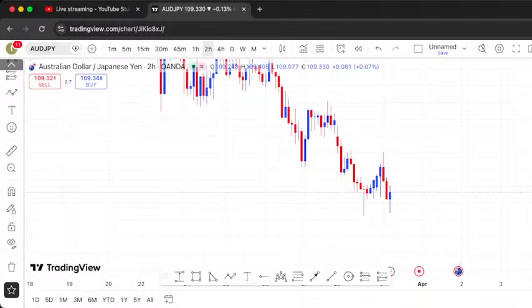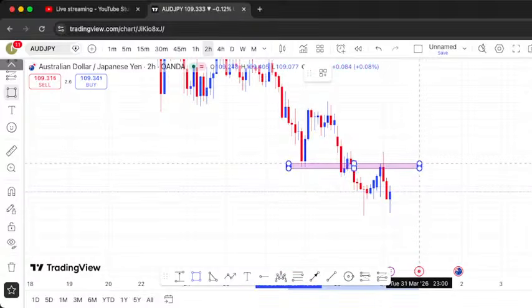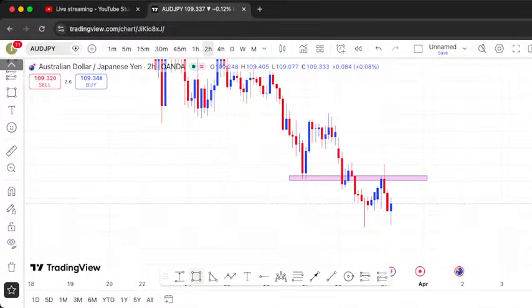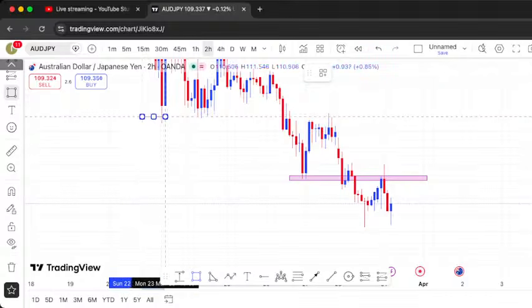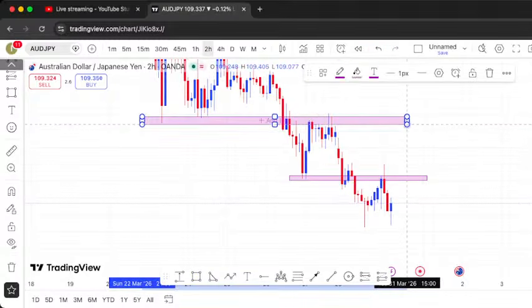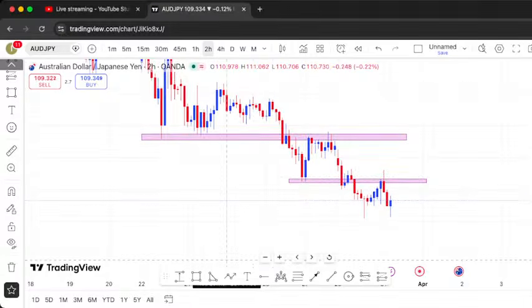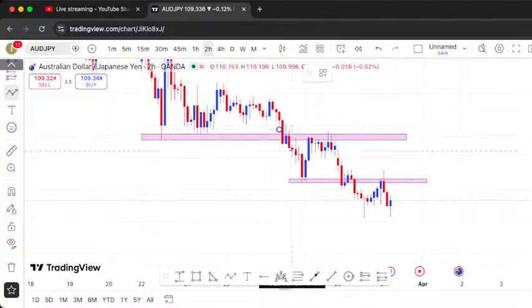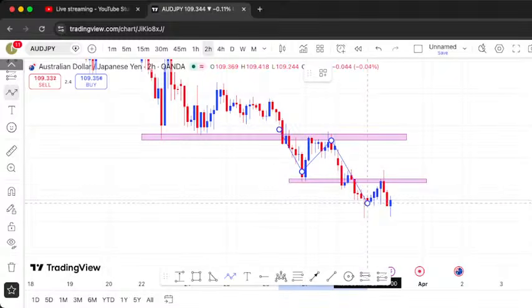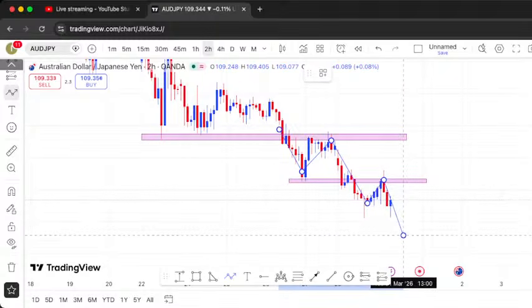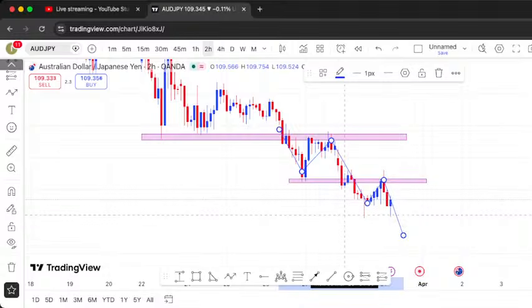This is AUD JPY. AUD JPY has been bearish. The reason being, the market has been creating new lower lows and lower highs. Look at that structure. The market has been moving, creating new lower low, lower high, lower low, lower high for more bearish momentum. Okay, so what should you do? We just continue with the trend. Trend is your friend. Go with the trend.